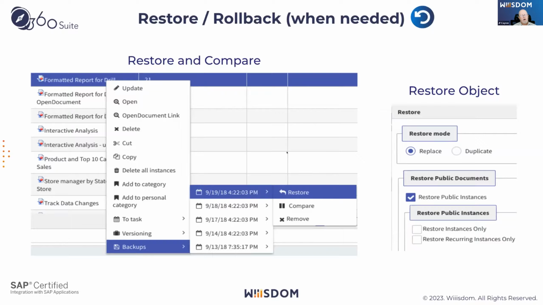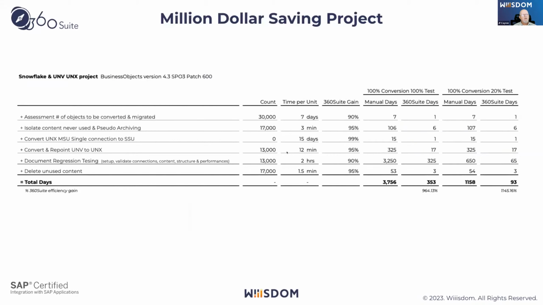And of course, there are options. You can restore the instances and what have you. This is extremely powerful. So here, for example, this is a project with a UNV-UNX project, and the customer was also going to Snowflake here.